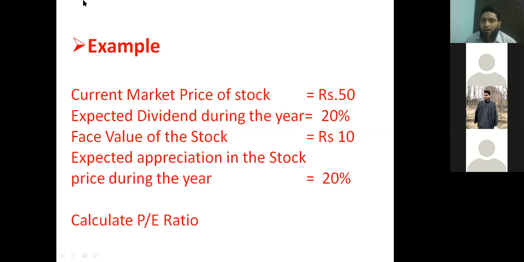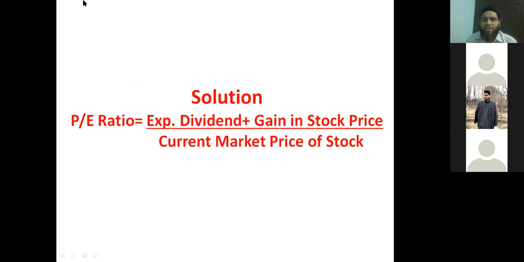And market price of the stock is likely to appreciate by 20%. So it means a 10 rupee growth in the market price you are likely to get. So 10 plus 2. Expected dividend 2 rupees, gain in the stock price 10. That is 12. And how much you invested? 50. So 12 is the likely earning on an investment of rupees 50. Into 100, that will be 24%.